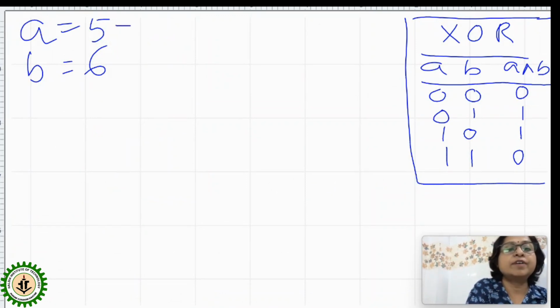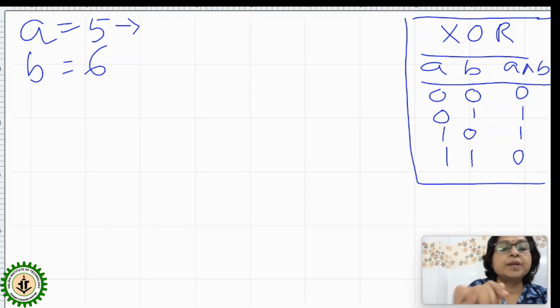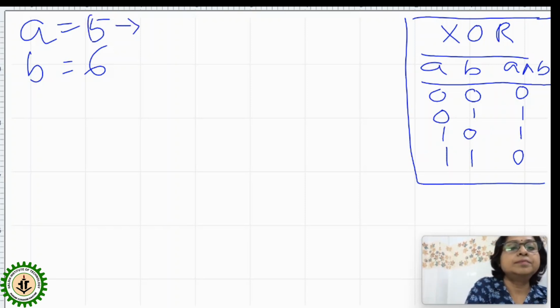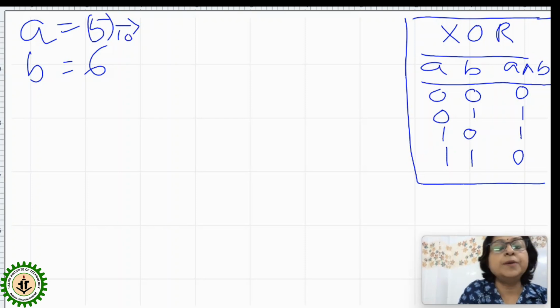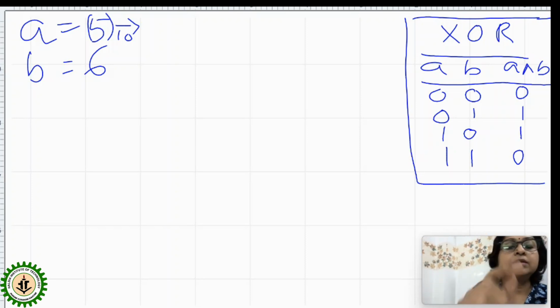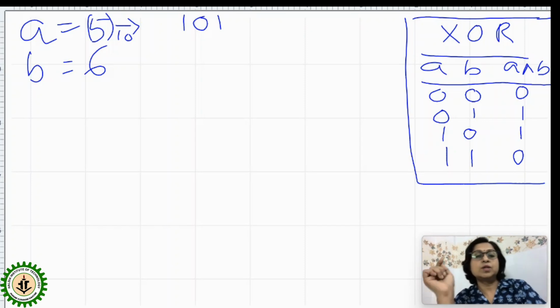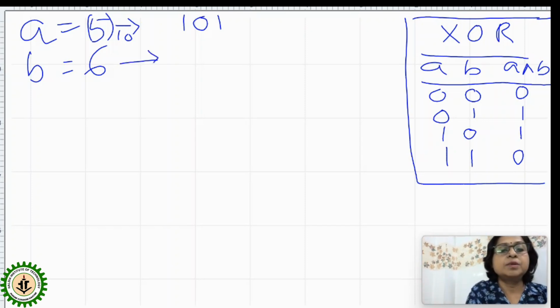So whenever 5 is taken, what will happen? 5 is a decimal number, as we know. But when the bitwise operation is concerned, it will work on the binary version of the decimal. So what is the binary version of 5? It is 101. Similarly, what is the binary equivalent of 6? It is 110.